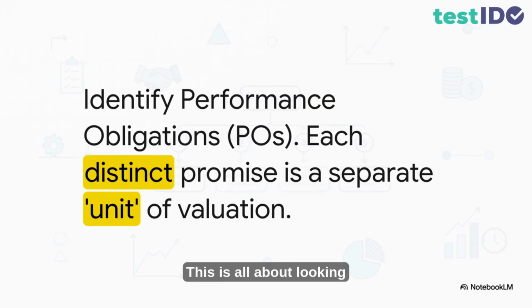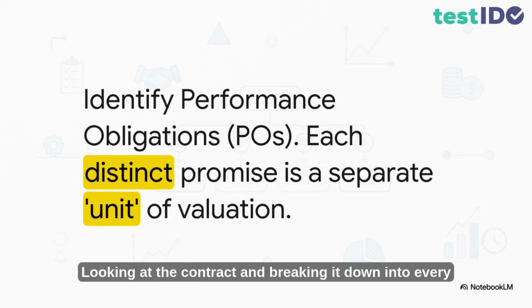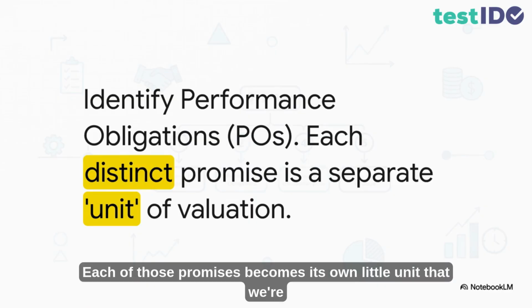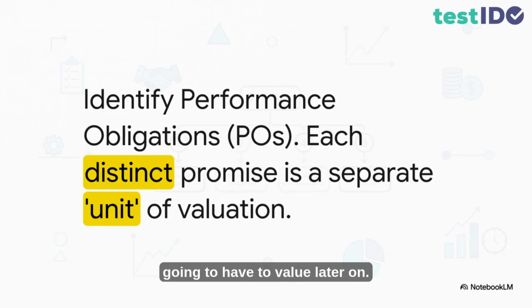All right, on to step 2, identifying the performance obligations, or POs as we usually call them. This is all about looking at the contract and breaking it down into every single distinct promise you made to the customer. Think of it like unbundling the deal. Each of those promises becomes its own little unit that we're going to have to value later on.